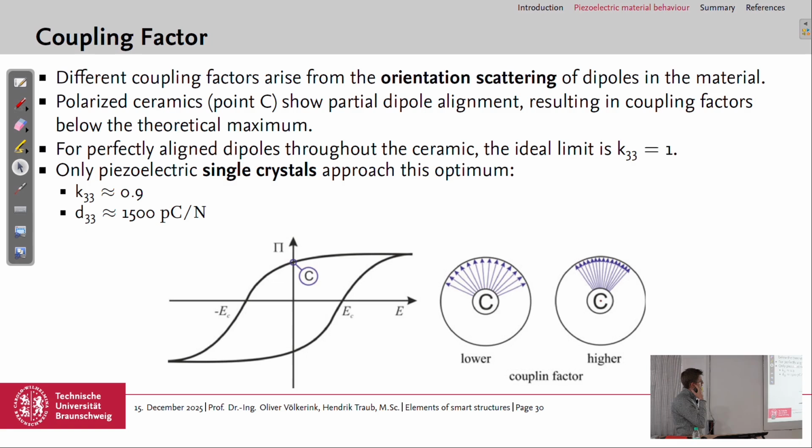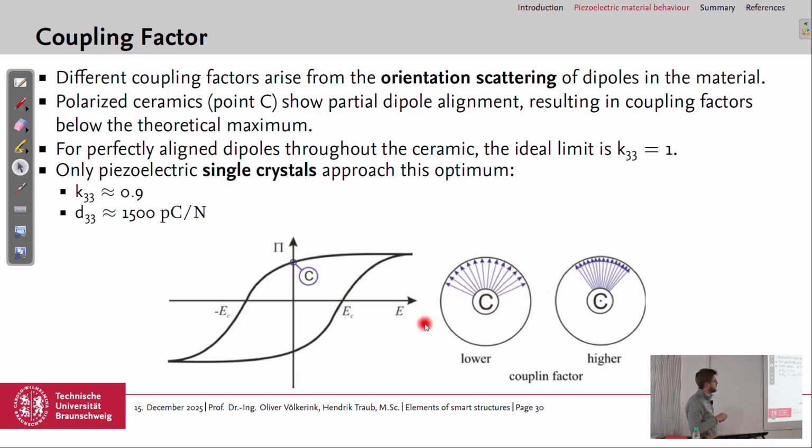And to give you maybe a better idea of the coupling factor, different coupling factors arise from the orientation scattering of the dipoles, of the polarization in the material. So if we look again at our hysteresis, electrical field, E, and the polarization here. Then we have this point C, and if we polarize our ceramic, then we go up to this point, maximum electric field, and remove it again. Then we have here the remanent polarization.